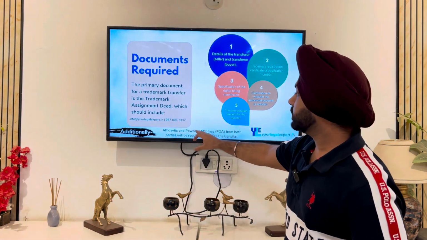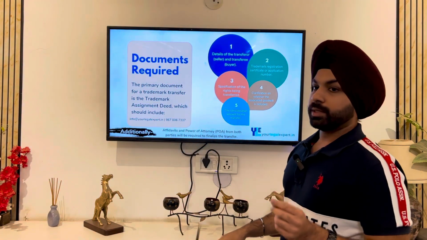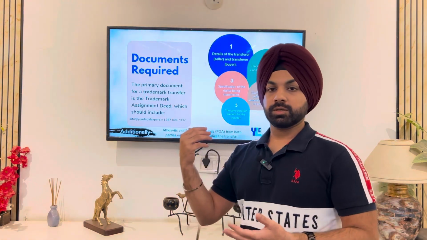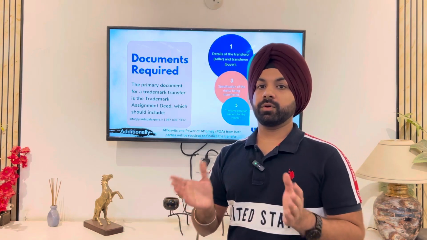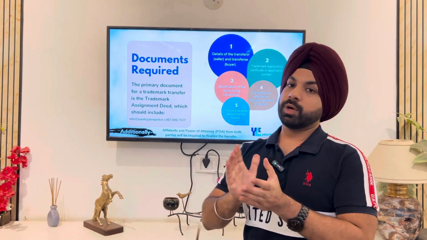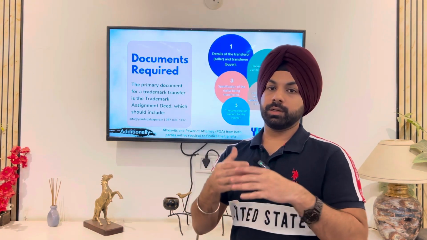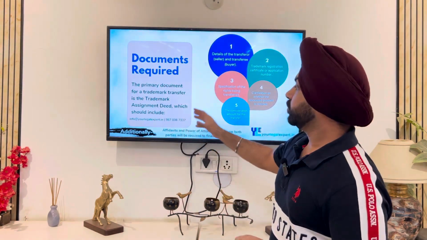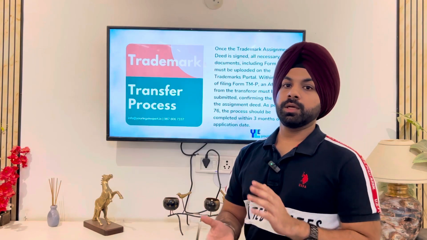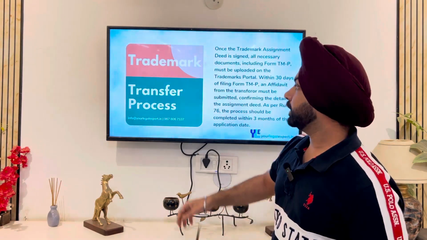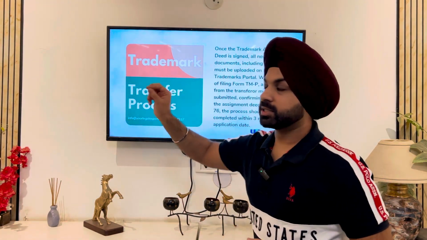It also includes affidavits and power of attorney. In affidavits, we have to mention a few points. The power of attorney applies if you are getting it done through an attorney; both of you have to sign the power of attorney, the trademark transferor and the transferee. So we'll move further. Introduction is clear, law is clear, forms are clear, documents are clear. Now what is the transfer process?